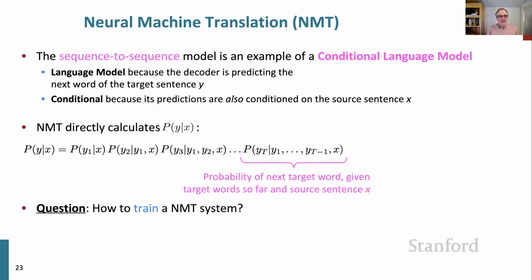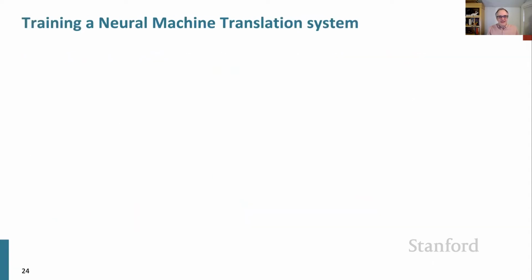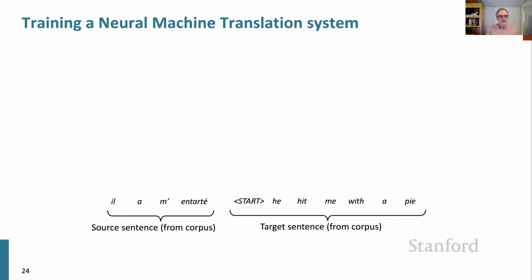So then we have the same questions as we had for language models in general: how to train a neural machine translation system, and then how to use it at runtime. So let's go through both of those in a bit more detail. So the first step is we get a large parallel corpus. So we run off to the European Union, for example, and we grab a lot of parallel English-French data from the European Parliament proceedings.